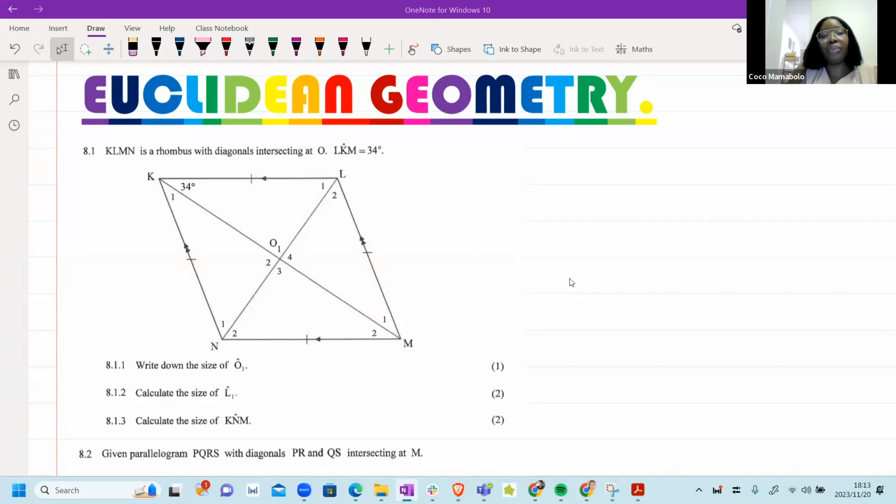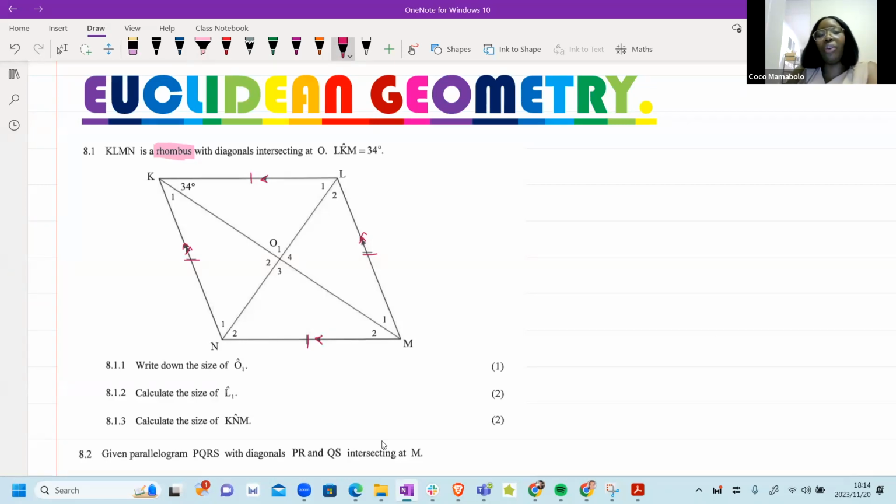The question here says that KLMN is a rhombus. As soon as we hear that, we need to think of all the properties of a rhombus that we know. We know that all sides of a rhombus are equal, so this side and that side and that side and that side are all equal. I also know that each pair of opposite sides are parallel. So this side is parallel to this side, and this side is parallel to that side.